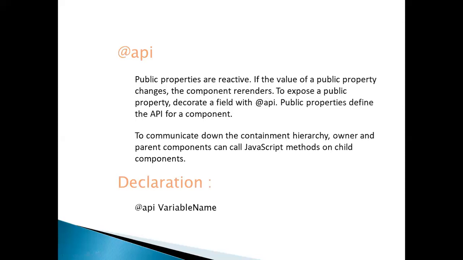Okay, so the @api decorator: when you define anything with the @api decorator, it's like a public property. And these are reactive. So public properties are reactive. If the value of a public property changes, the component re-renders. To expose a public property, decorate it with @api. So what does it mean? If you are declaring any variable with @api, whenever the value changes, wherever it is used inside the component, it will re-render the value.